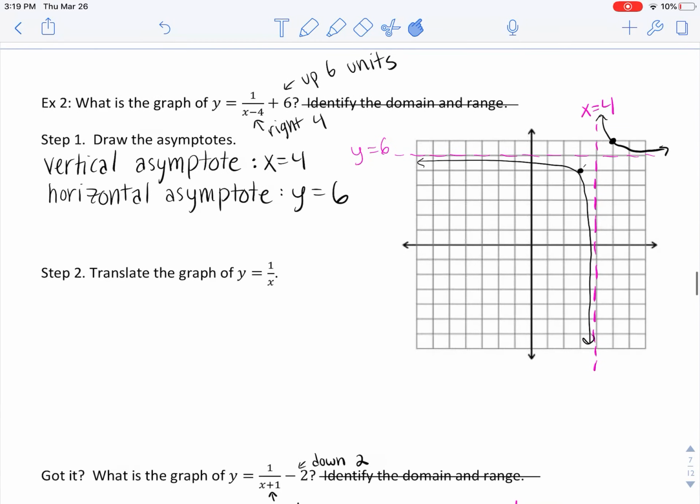Okay, go ahead and try the got it. You're going to graph y equals 1 over x plus 1 minus 2. Find out what the asymptotes are, and then graph either using translations or using the asymptotes.